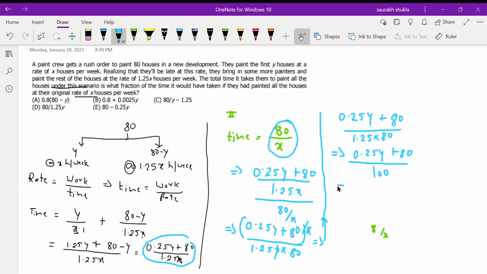Okay, so let me just separate these two terms. So 0.25y by 100 is going to be 0.0025y plus 80 divided by 100 is going to be 0.8, right? And which option gives you that? Option B gives you that, right? So your answer here is going to be B.